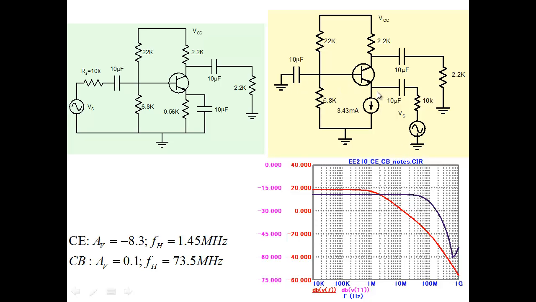Either I have to change the configuration, because the advantages that you see here for fH and all are coming because I'm driving it from the emitter. That's the reason why it is coming. And the emitter must have a large resistance to make the time constant small. But when I drive it from the emitter and look into the emitter, I will always see a small resistance. I can't do anything about it.